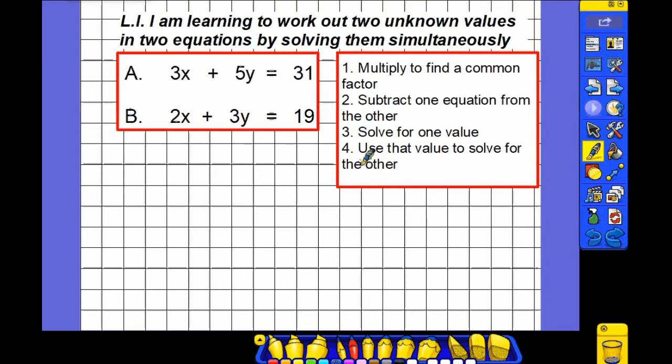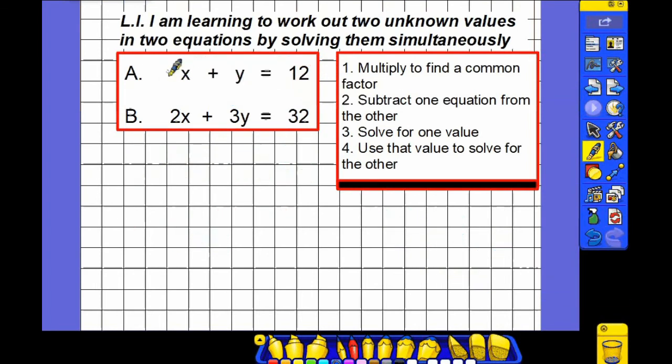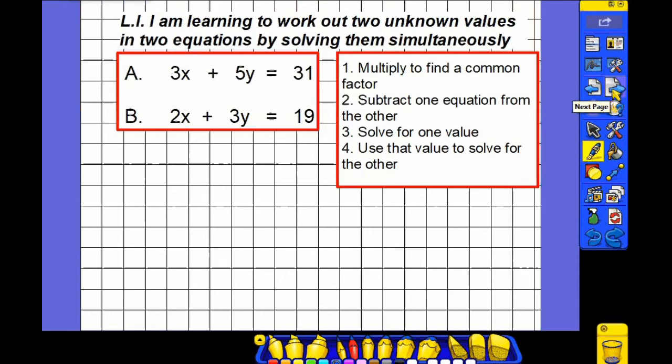So, step 1 is to find a common factor again. Now, last time it was really easy. We were just able to take one of the equations here and then multiply it by 2, and then we got both the x's to be the same value. This time it's a bit trickier though. I can't turn 3 into 2, and I can't turn 2 into 3. I can't turn 5y into 3y, and I can't turn 3y into 5y. So I'm in a bit of a tricky spot.